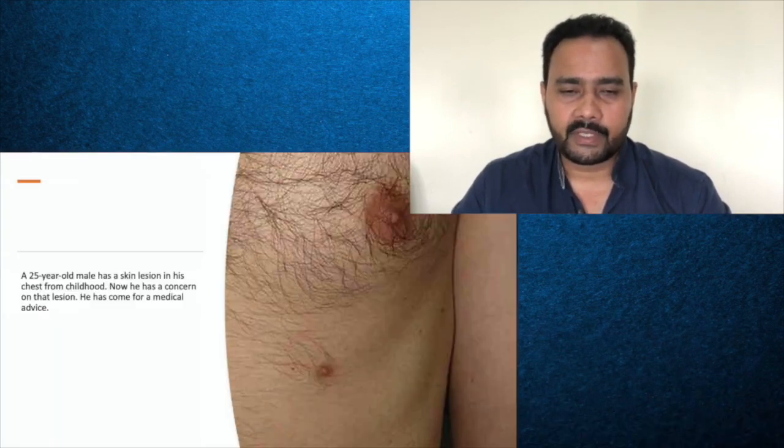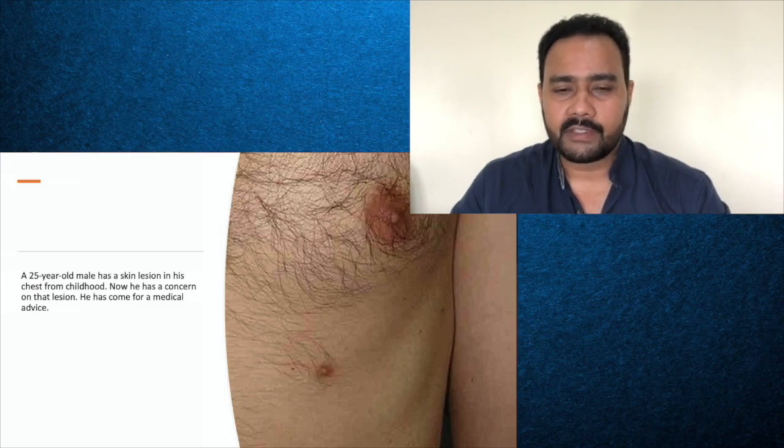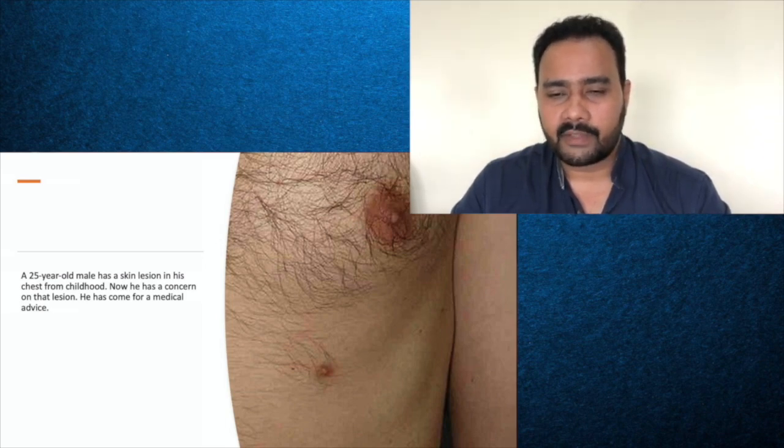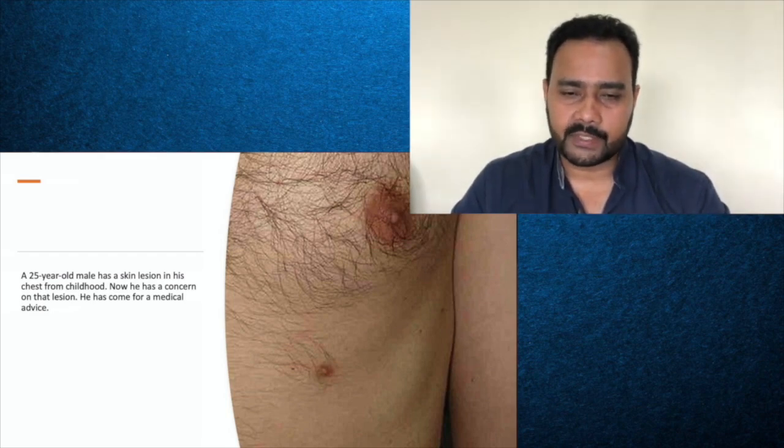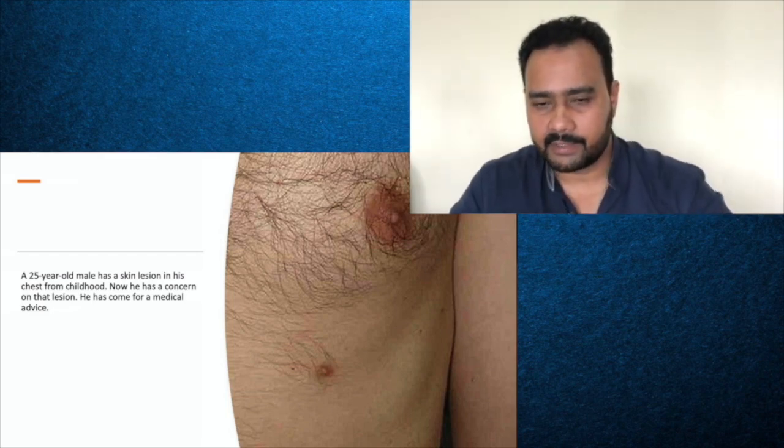So this patient is a 25-year-old male. He has had a skin lesion on his chest from childhood, but he didn't bother about it. But now he has some concern, thinking it may be malignant, or it might cause some problem later on in the future. So he has presented with that.